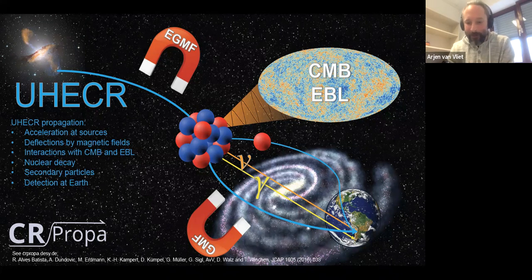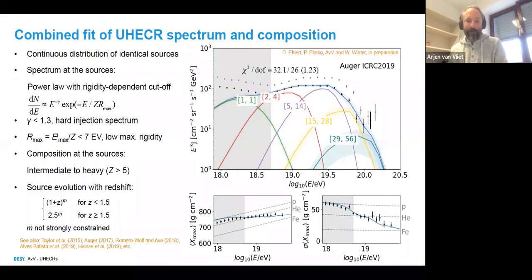So what can you do with a code like this? We can try to explain the spectrum and composition of ultra high energy cosmic rays. The simplest way to do that is by assuming a continuous distribution of identical sources. Then you assume that these sources emit just a power law energy spectrum with a rigidity dependent cutoff, so exponential cutoff most of the time.